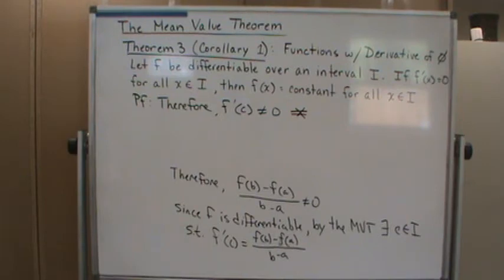We said that if that's the case, there must exist an A and a B where A is not equal to B, where f of A is not equal to f of B. But that led to a contradiction.